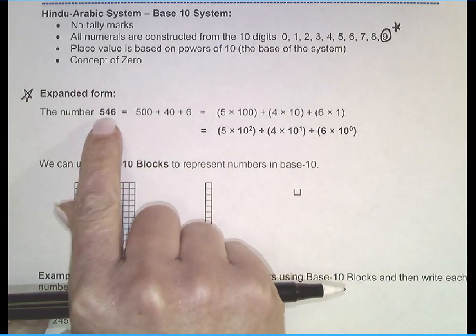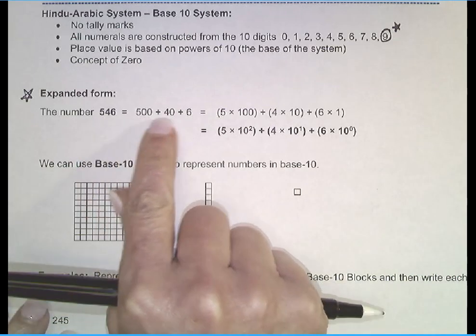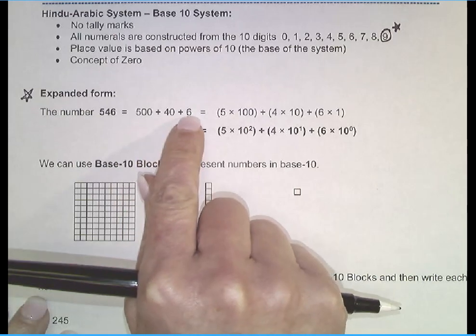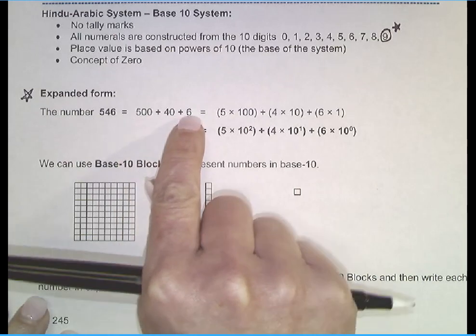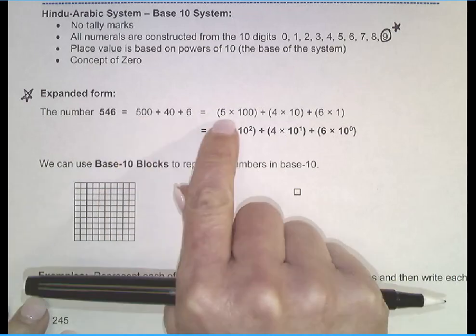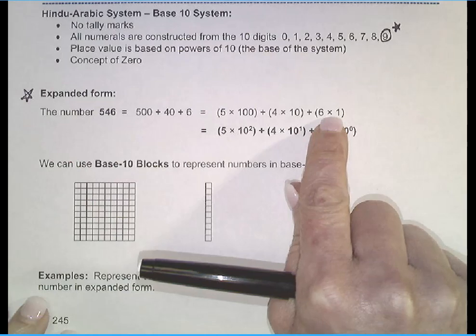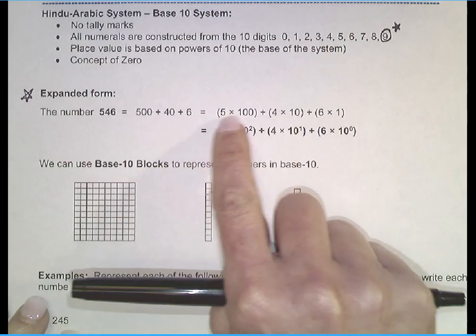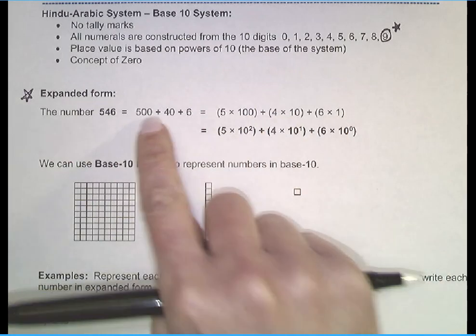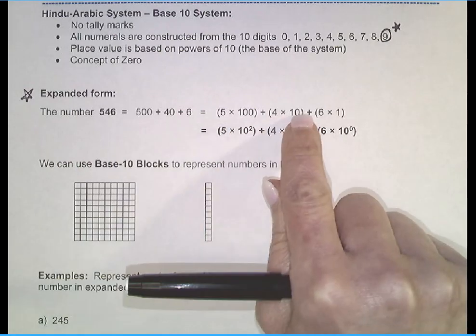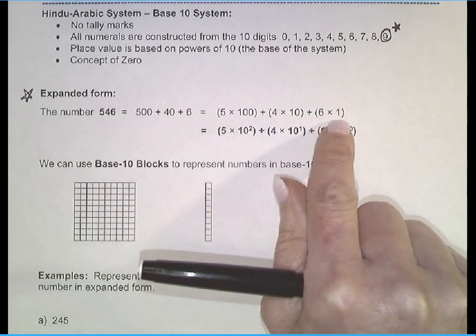So 546 is 5 hundreds, 4 tens, and a 6, right? 540 and 6. So we have how many hundreds? We have 5 hundreds, we have 4 tens, and we have 6 ones. We're just saying 500, we're saying 100 in numbers now. 4 tens, that's 40, and then 6 ones.